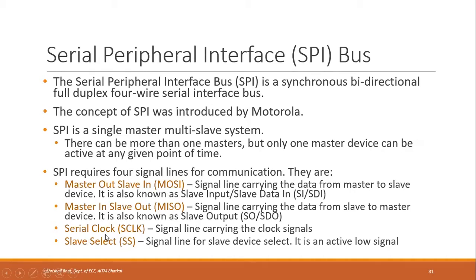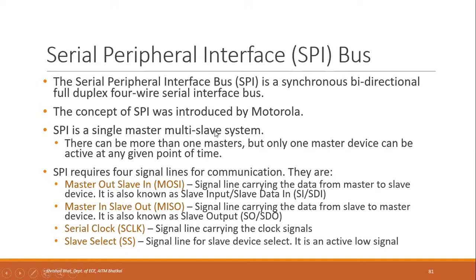Then there is a serial clock, just like in the previous case. Here there is a serial clock because it is again a synchronous type of communication, used to carry the clock signals. And here we have another extra line, the slave select line. This is to select the slave device. Since it is a multi-slave system, there can be more than one slave connected to the same master. So at a time you can send data to or receive data from only one slave device.